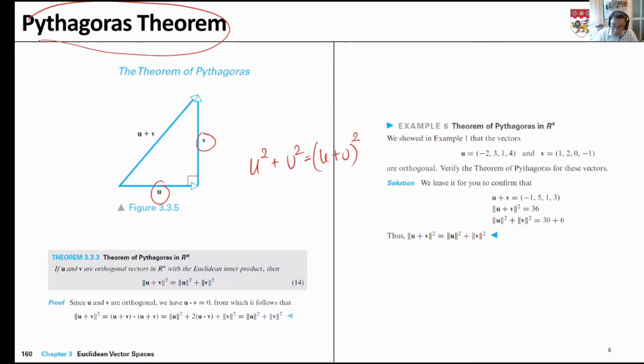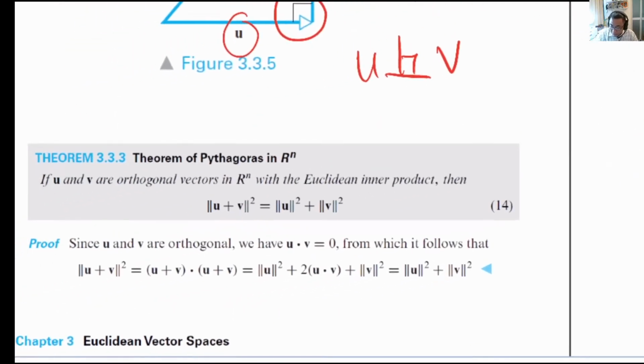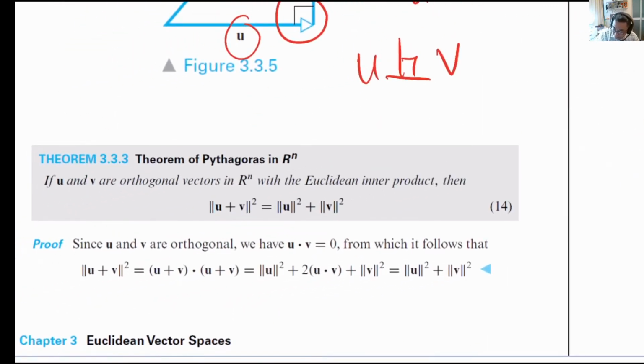Now, Pythagoras' theorem is only valid when we have a right angle triangle. And when we have a right angle triangle, u is orthogonal to v, if we now think of u and v as vectors. So, why is this true? Well, first remember that u and v are orthogonal to each other.